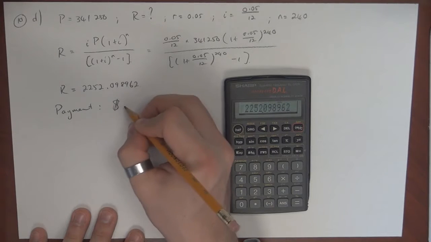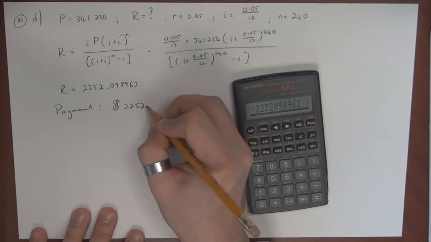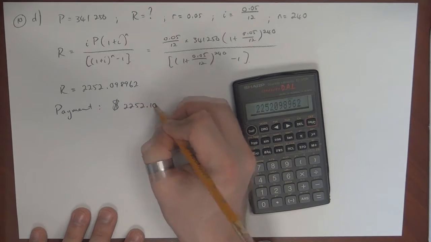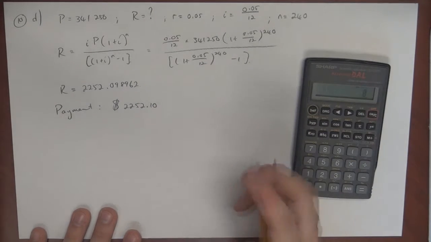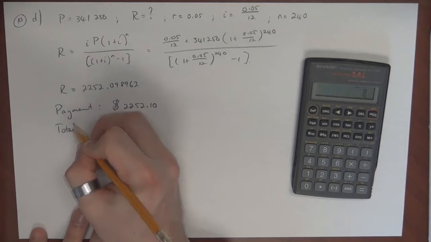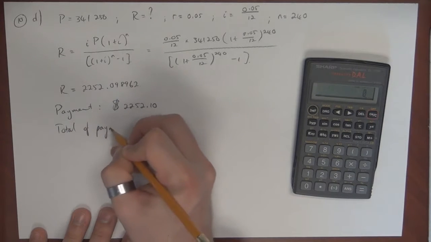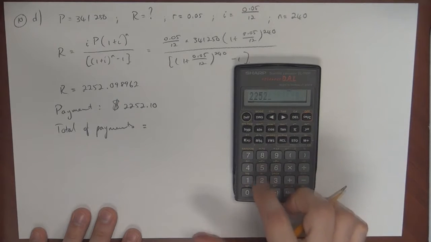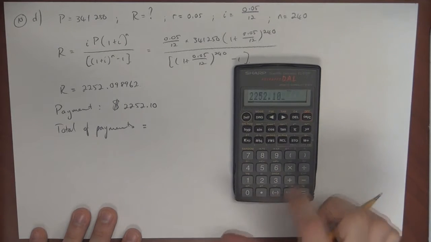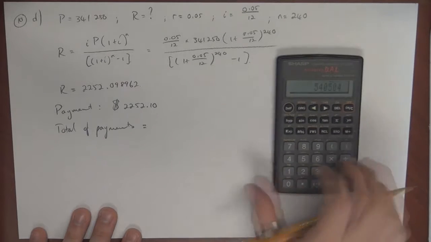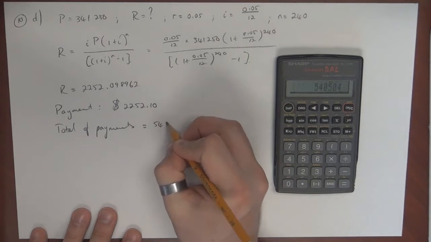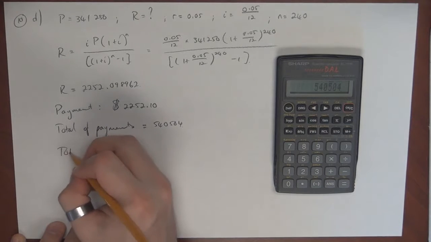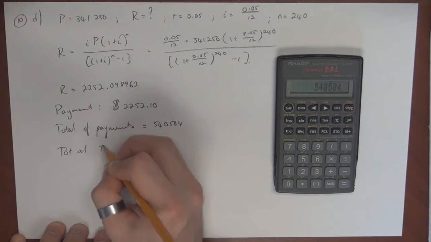So my payment now is 2,252, and round that up, so I guess 10 cents, compared to the 1,800 before. The total of my payments would now be 2,252 and 10 cents times 240 months. So 540,504.